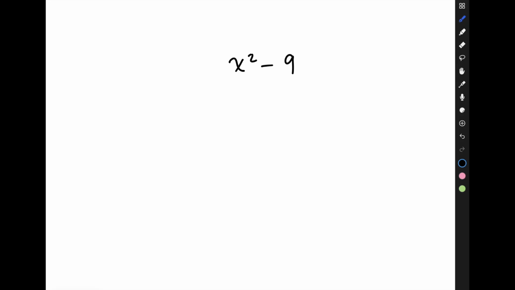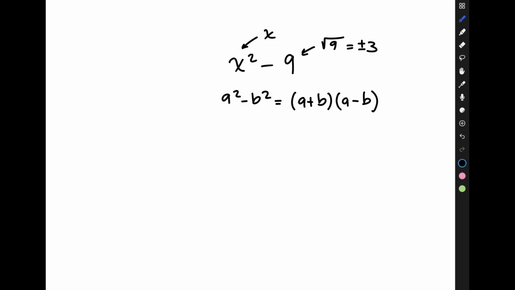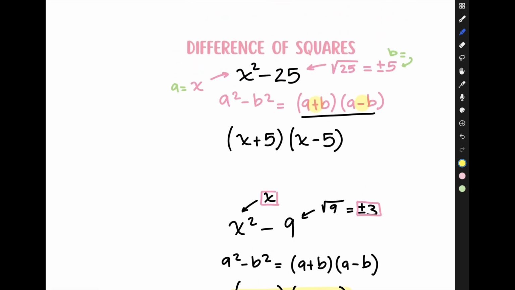Now you can go ahead and try this example. You can pause the video, but I'm going to go ahead and solve it immediately. Again, remember the identity. a squared minus b squared is equal to a plus b times a minus b. We know that a is going to be x, and that b is going to be the square root of 9, which is plus minus 3. So now we know that this is a, and we know that this right here is b. So all we have to do is substitute x plus 3 times x minus 3. And that's essentially how factoring difference of squares works.